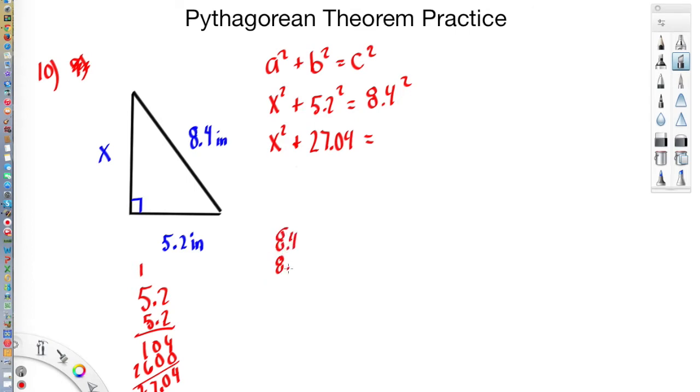Okay, then I got to do 8.4 times 8.4. 4 times 4 is 16, carry the 1. 4 times 8 is 32, plus 1 is 33. 8 times 4 is 32, carry the 3. 8 times 8 is 64, plus 3 is 67. So that's equal to 7,056. Okay, I need to isolate. Oh, no, it's not. Hold on here. I need to erase that.